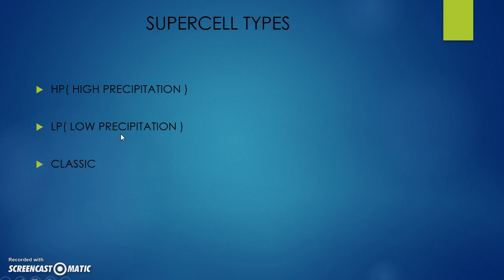Then there's LP, which is the opposite, a low precipitation supercell. These tend to occur up in the northern high plains, just east of the Rocky Mountains, where moisture has a difficult time reaching those locations. You can still get storms, and you can still get these supercells that can produce hail and tornadoes. It's just that there's typically a lack of precipitation.